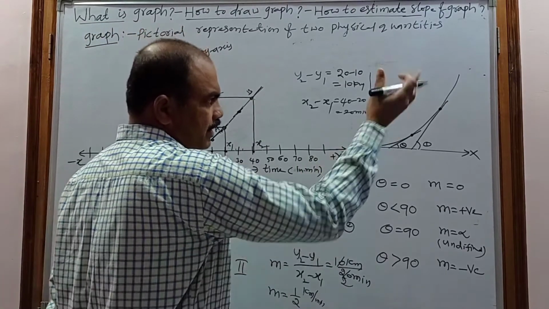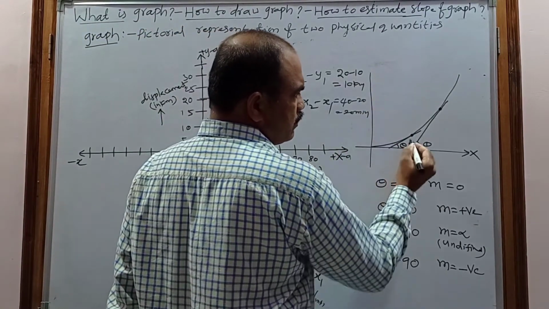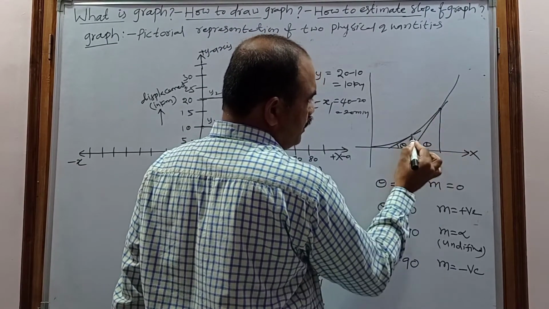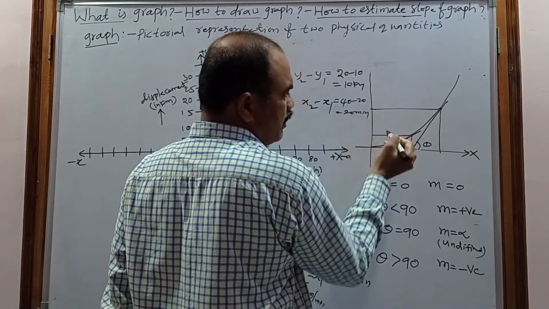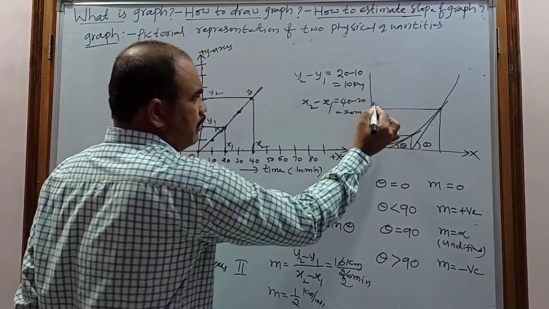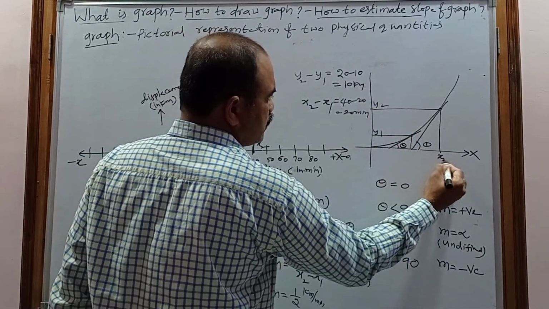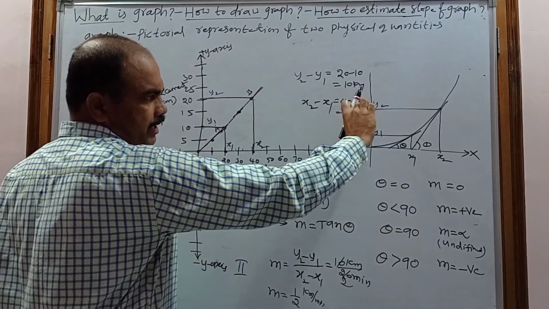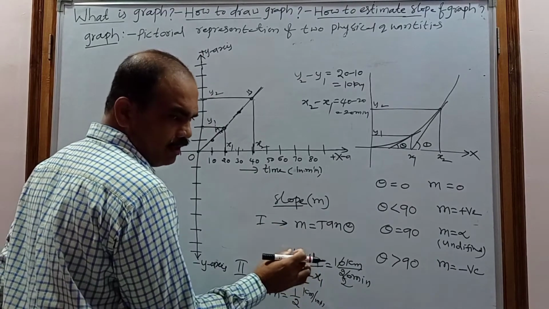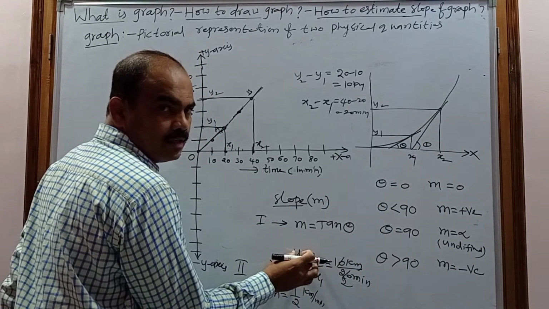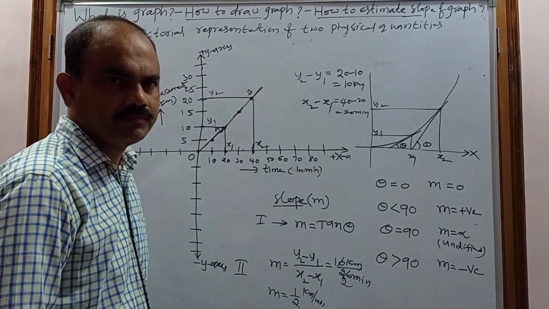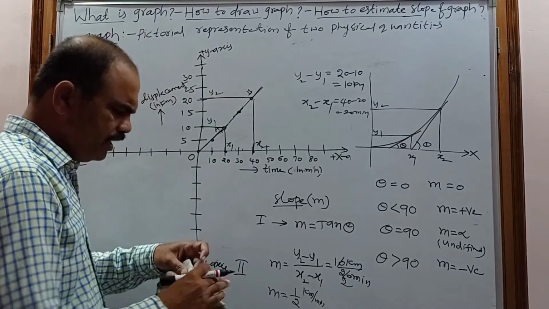If you get a curved line, the method is also the same. Select the 2 points and then draw the two perpendiculars to the x-axis and y-axis. Then find the difference of the y coordinates and the difference of the x coordinates, where this is y2, this is y1, this is x2 and this is x1. Then find the ratio of the difference of the y coordinate to the difference of the x coordinate, and that gives the slope of the graph.